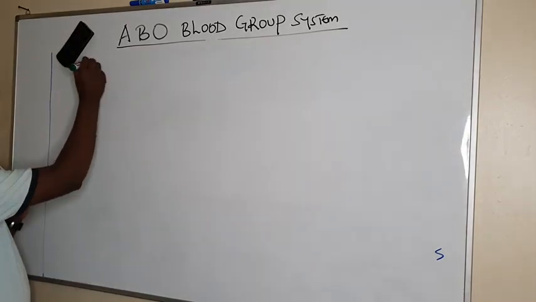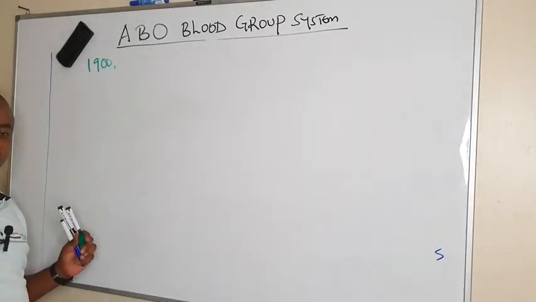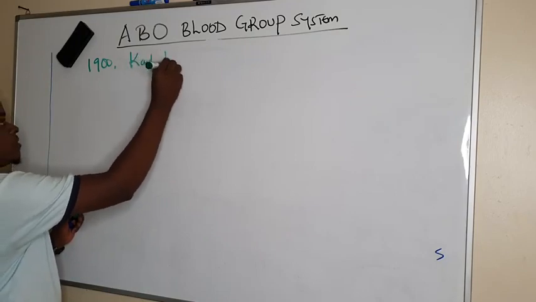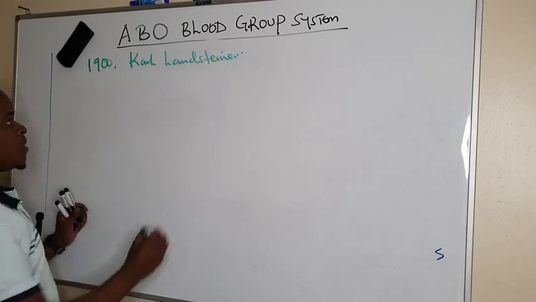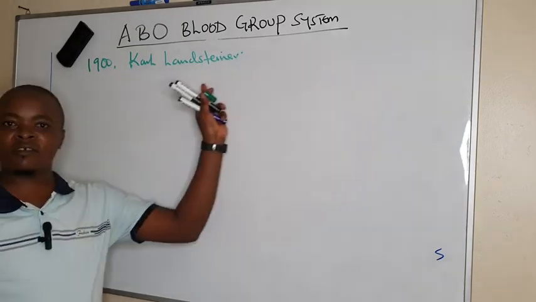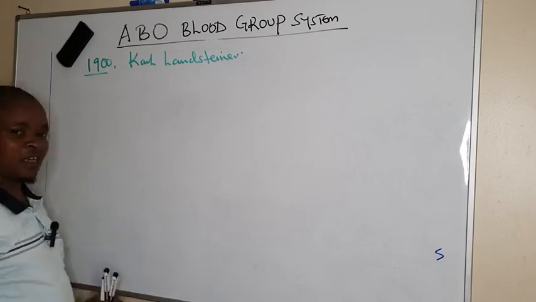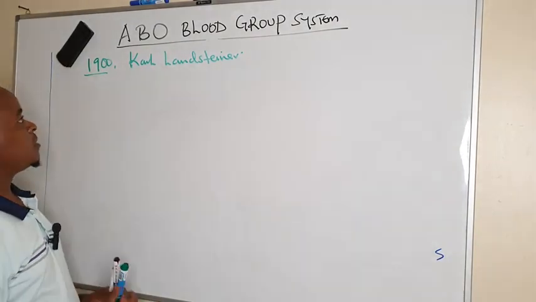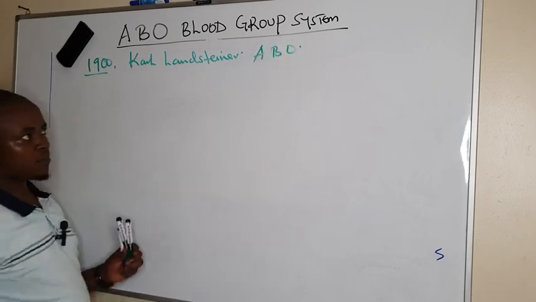Whereby we are going to see in 1900 a German scientist known as Karl Landsteiner. This man is credited and won the Nobel Prize for discovering the ABO blood group system. So this was discovered in 1900 by Karl Landsteiner. And how did he discover the ABO blood group system?